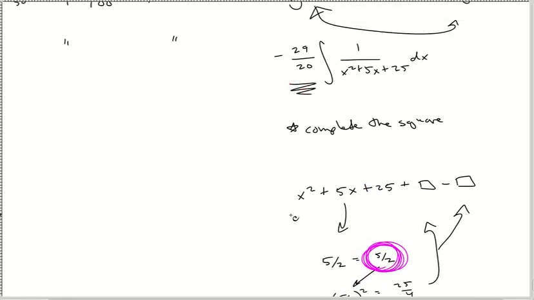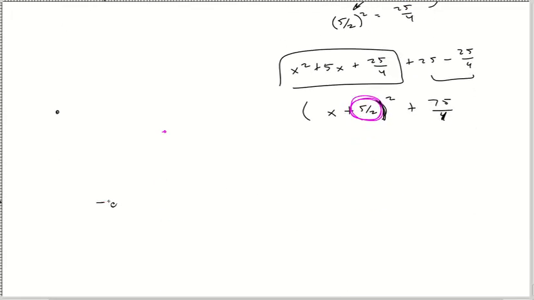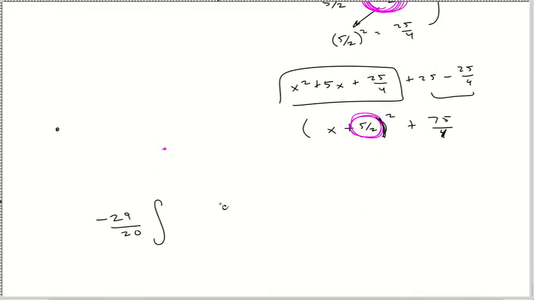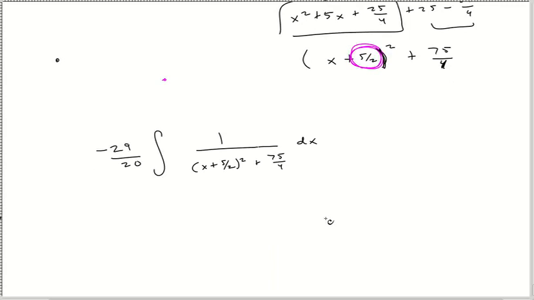This still has a multiplier in the front, so I'm now looking at negative 29 over 20, isn't it? Yep. The integral of 1 over x plus 5 over 2 squared plus 75 over 4 dx. Now, how is that any better to integrate? Right? This actually is arctangent, of all things. So we got negative 29 over 20, just because it's in the front.